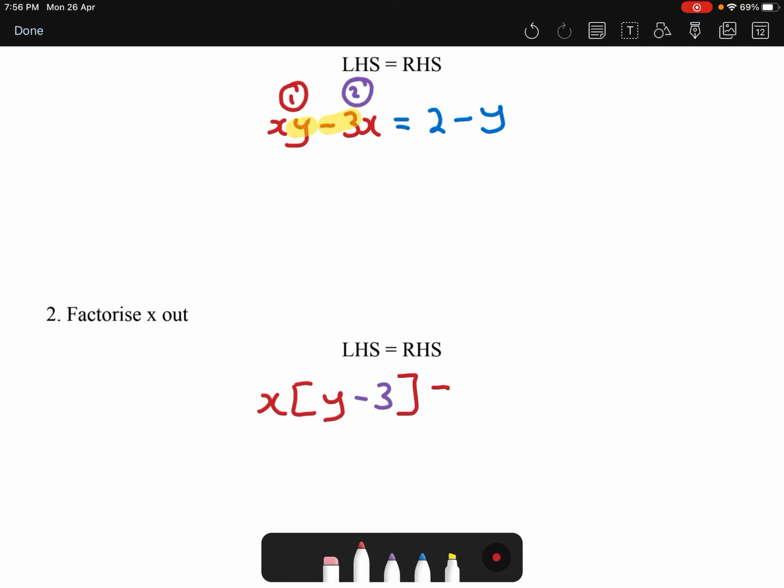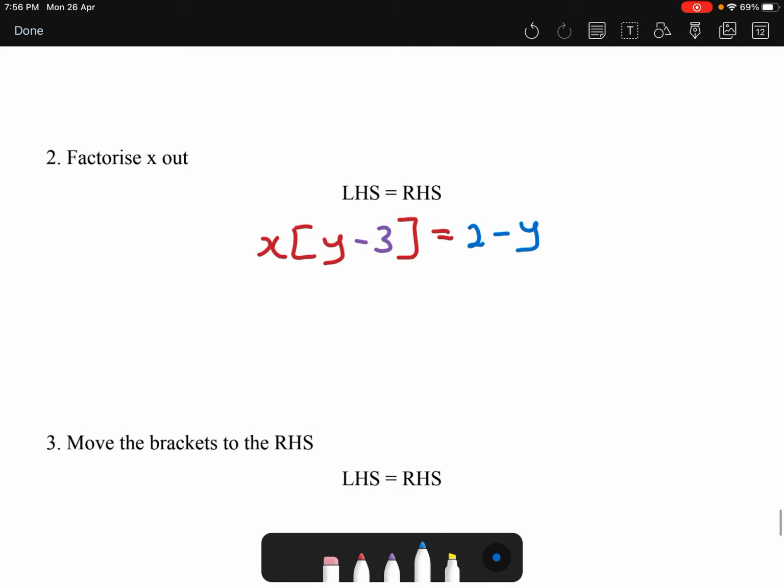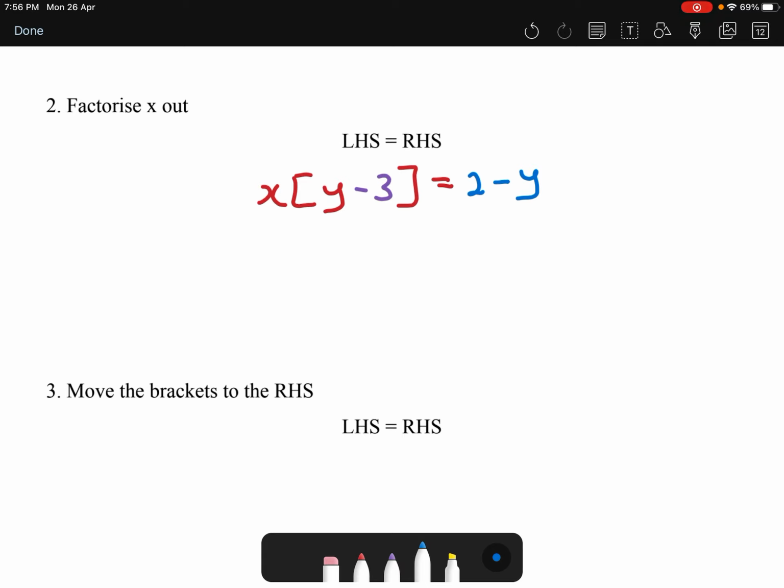Then you put a bracket, equal to 2 minus y. Now I've finished the second step. Now, the final step is to move the brackets to the right hand side. So what I'm referring to is actually this y minus 3. When you move this to the right hand side, what should you do? Remember, in between this bracket and this x is actually a multiplication sign.